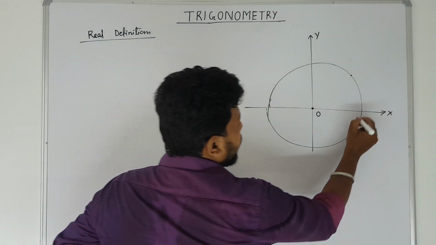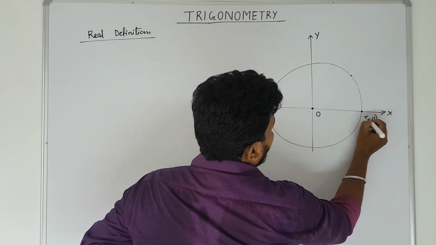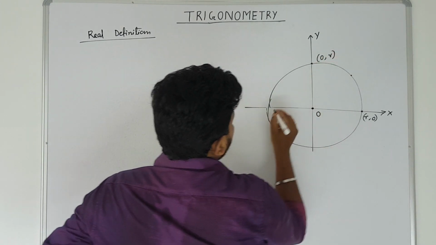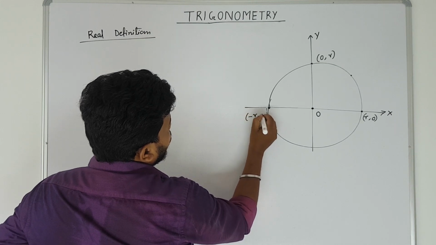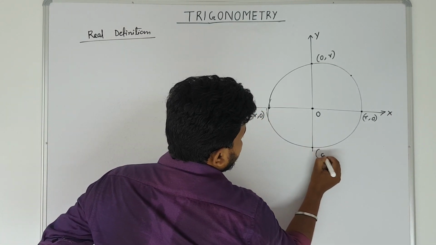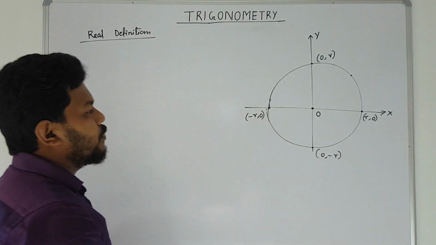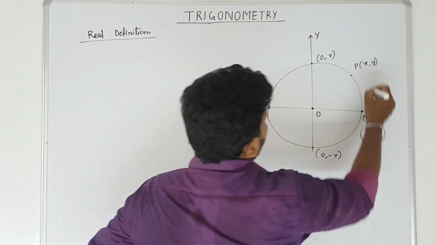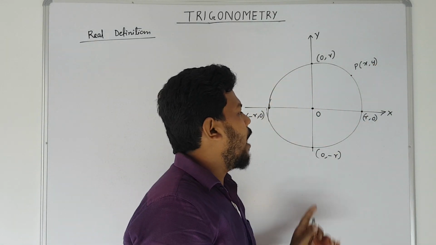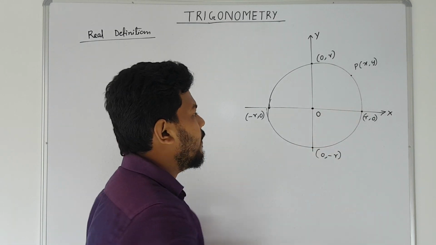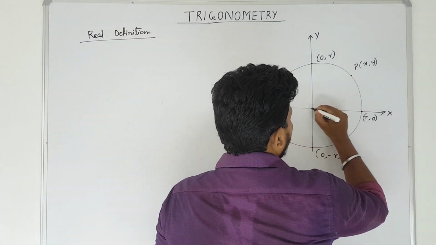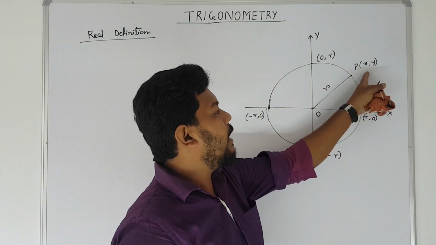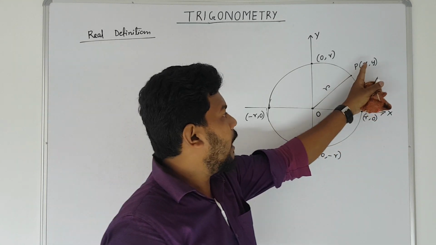this point will be (r, 0) on the x-axis. This point will be (0, r). This point will be (minus r, 0), and this point will be (0, minus r). So let capital P (x, y) be any point on the circle having radius small r. If I join the origin and the point P, then OP is equal to small r, and the point P has the coordinates x and y, where the x coordinate is x and the y coordinate is y.